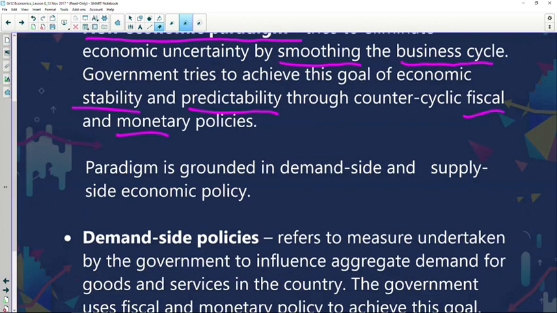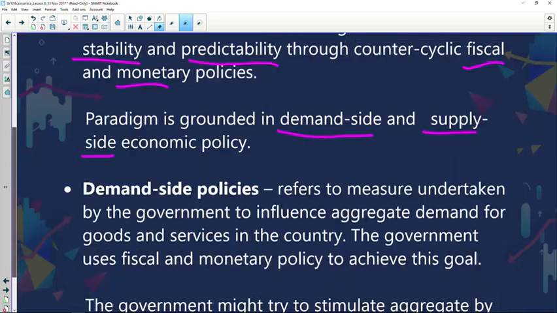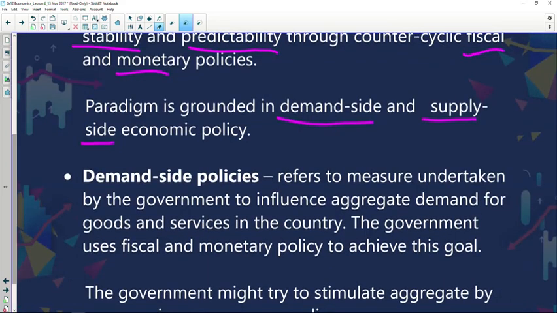A paradigm is grounded in demand side and supply side economic policy. So we did look at the demand side and also the supply side of economic policy. So let's go back and remind ourselves what we said around the demand side policies. So this refers to measures undertaken by the government to influence aggregate demand for goods and services in the country. The government uses fiscal and monetary policies in order to achieve this goal.